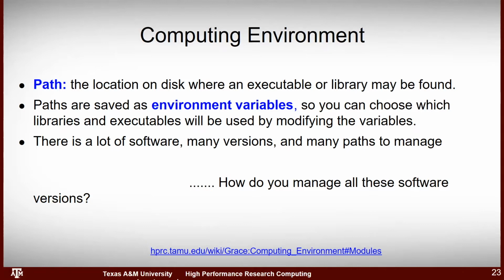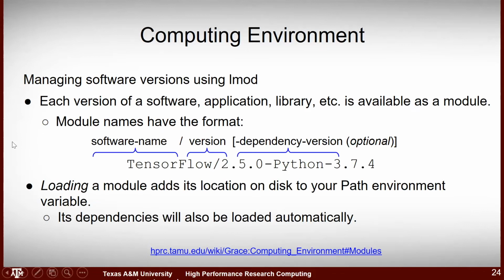Since there's a lot of software with many versions and many paths, we have to be able to manage all of these software versions. So we have a strategy for that. The strategy is using what's called a module system. We're using a module system named LMOD. Each version of a software, application, or library is available as a module. And a module, more or less, is one-to-one with something you installed: there's a module for it.